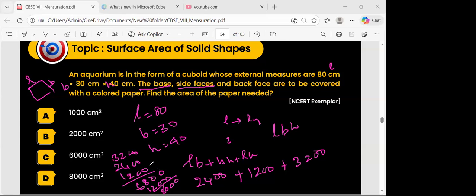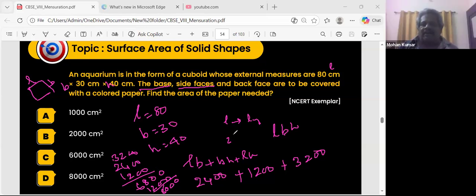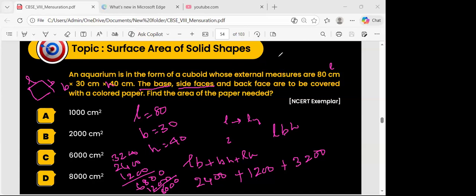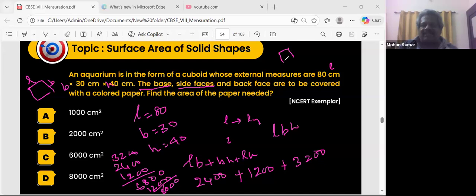Correct? Do I have to draw the diagram? Yes. I didn't understand why we have to add the 1200. Ah, very good. You asked me. See, this is how the aquarium looks. And they have asked to cover the base, and they asked the back side. So L into H and LB we cover. And they said side faces. How many side faces are there? 1, 2. Is it right?